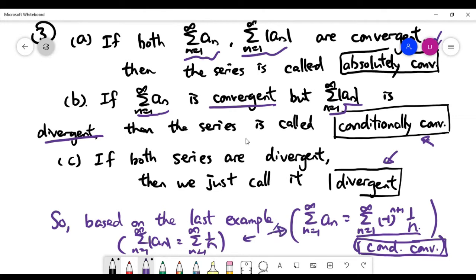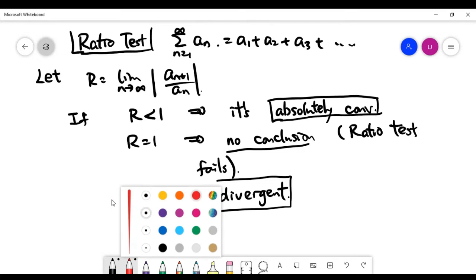And we'll introduce a test today about the problem on absolute convergence and conditional convergence. So let me go to a new page here. Please look at what I've written down here.